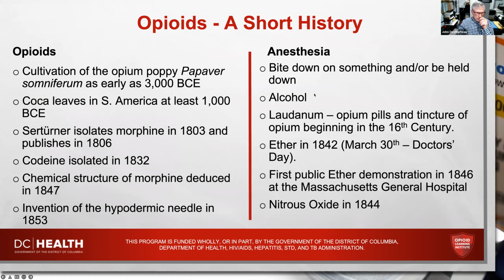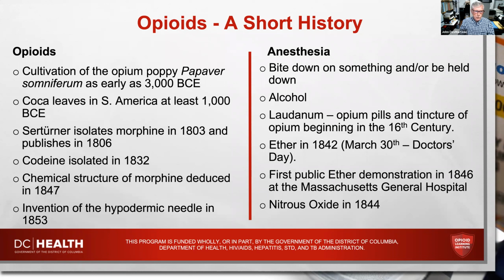So here's a bit of a history. I'm not going to read everything on these 2 slides, but just to go over a couple of things. The opium poppy has been cultivated since at least 3000 BCE. By the way, poppies that you'll see in gardens over here are not the poppy from which opium can be derived. Those plants are illegal here in the United States.